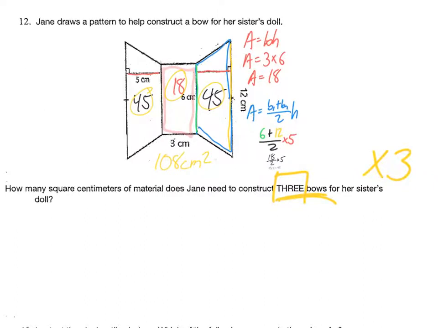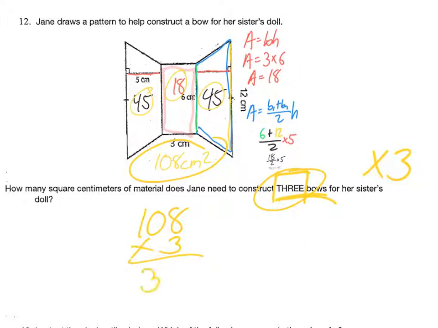All right, so finally, I have 108 centimeters squared, but I have 3 of those bows. So I have to do 108 times 3. When I multiply this out, I get 324 centimeters squared for all 3 bows.